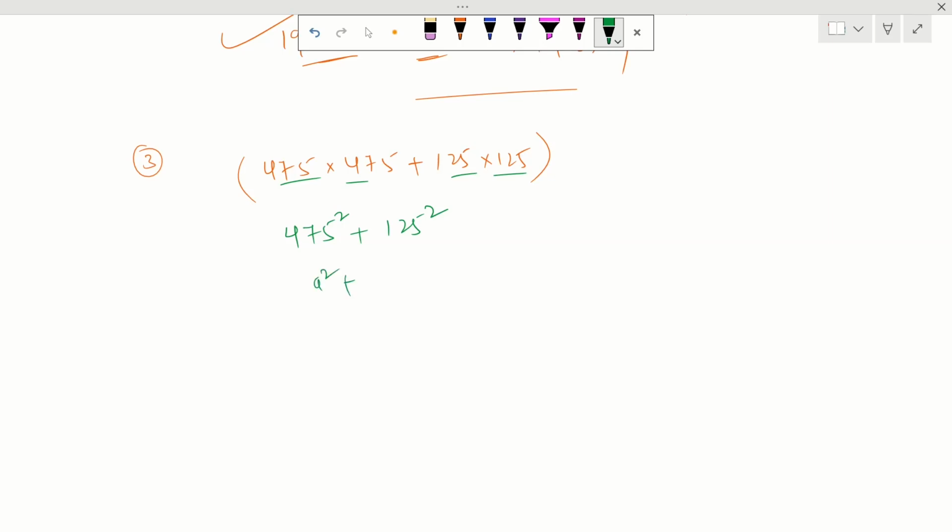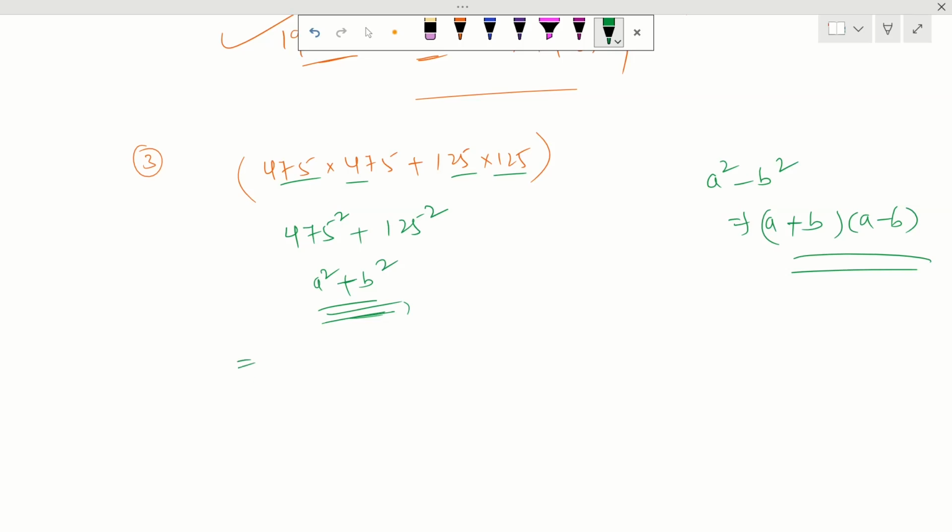There is no direct formula for a square plus b square. We have a formula for a square minus b square. What is the formula for a square minus b square? It is a plus b into a minus b. That formula is there, but for this no formula is there.